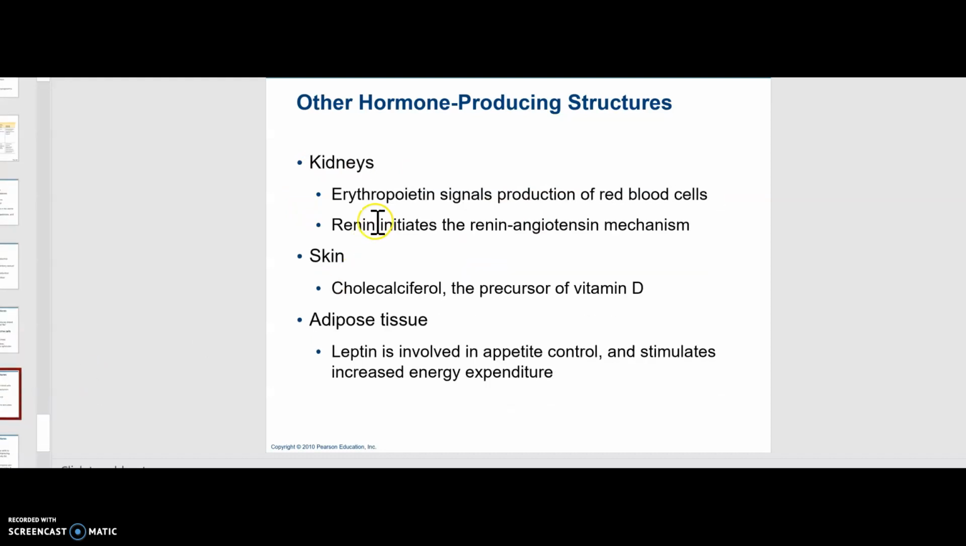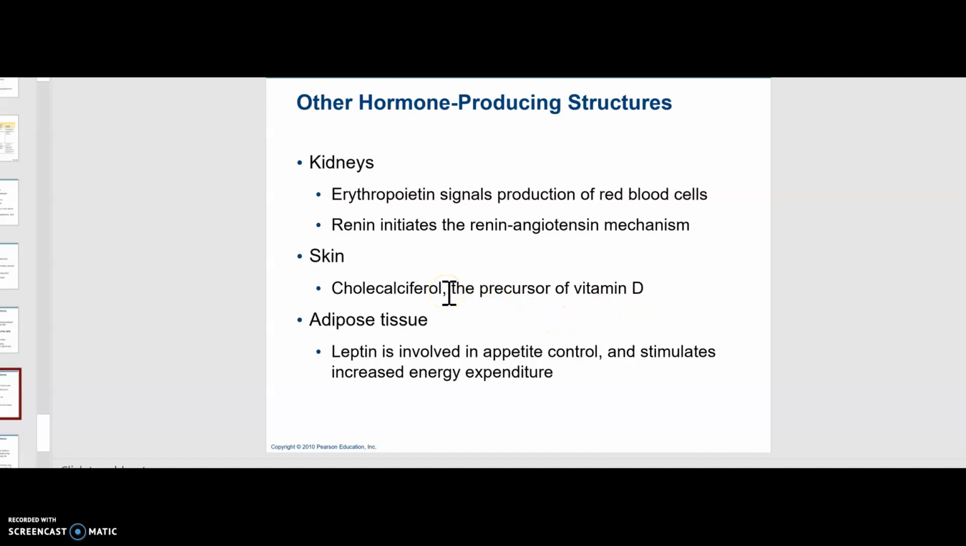The kidneys, erythropoietin, also thrombopoietin for platelets, erythropoietin for red blood cells, renin-angiotensin system. The skin, cholesterol, the precursor of vitamin D, I shouldn't say cholesterol, cholecalciferol, which was produced in the skin. Remember?